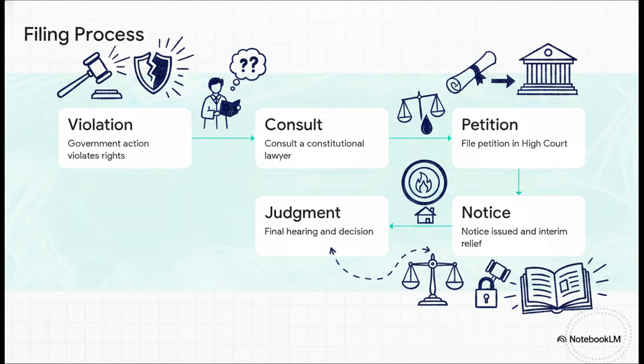Now, Step 4 is absolutely critical. The court issues a notice to the government and can grant what's called interim relief. This means if the government is about to illegally bulldoze your house tomorrow, the court can issue a stay order today to stop the immediate harm while the whole case is being argued. Finally, Step 5 is the final hearing and judgment where the court makes its ultimate ruling.